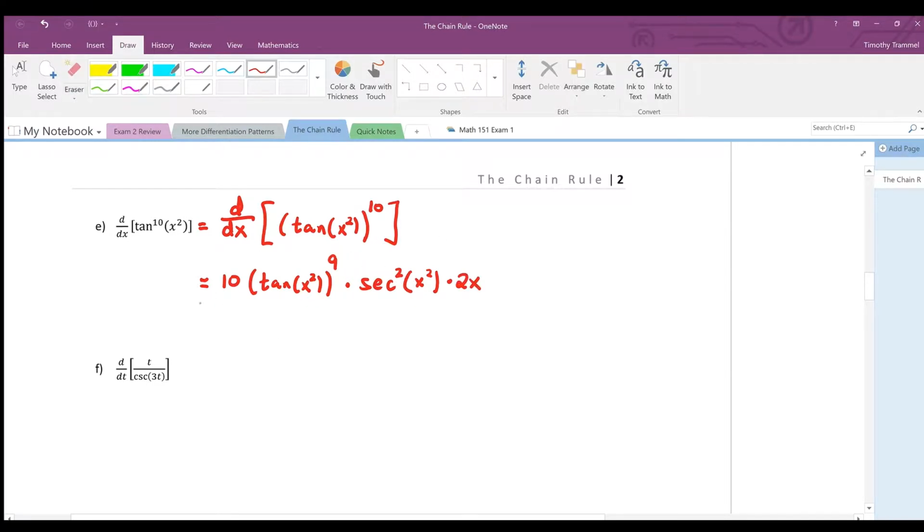This is another one where we can't do a ton of simplification. So all I'm going to do here is multiply this 2x and the 10 and get 20x. And I'll rewrite this tangent of x squared to the 9th in our typical notation, which is tangent to the 9th of x squared. And then we still have the rest of the secant squared of x squared.